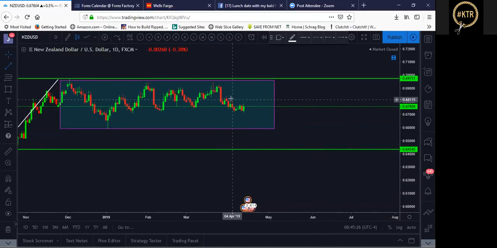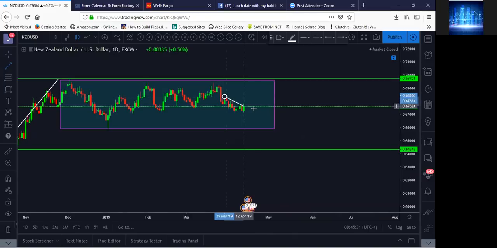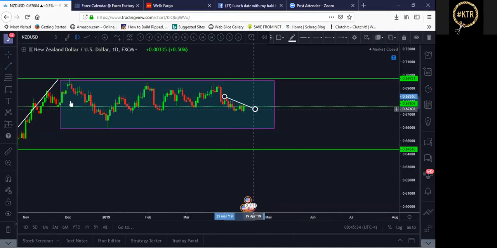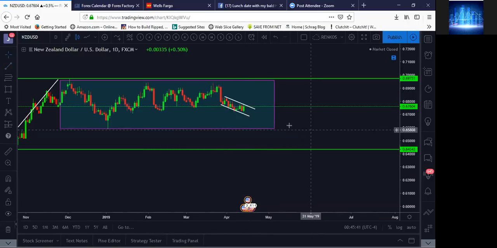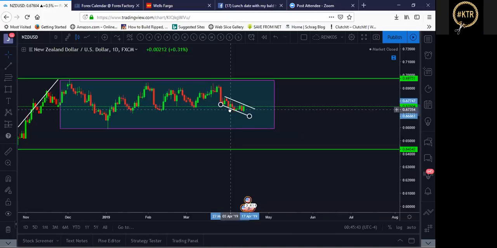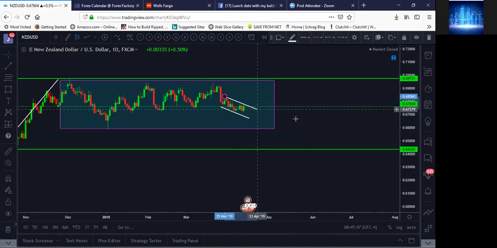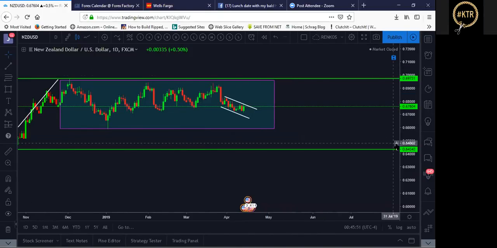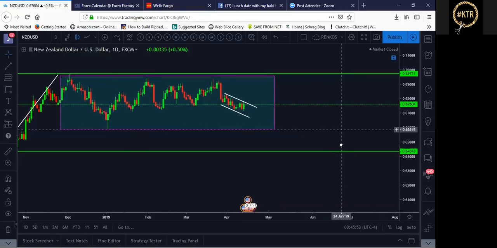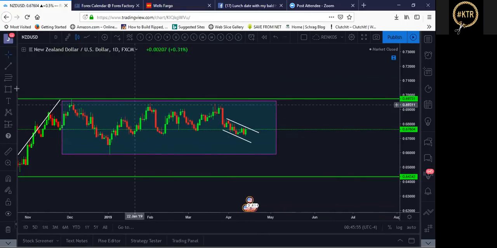Where's Miss Natalie at? Talk to me. Help my brother out right here. What do you see right there? It's exhaustion. It's about to make a reversal. So this is called a what? A descending channel. Descending channels mean what? Reversal. So we saw this on the daily, right?